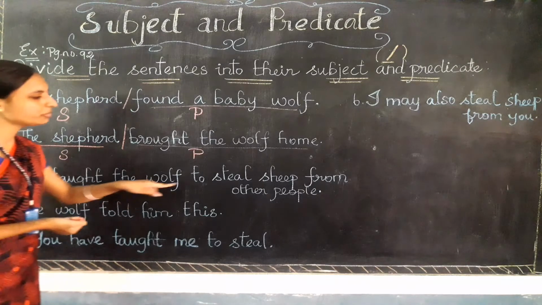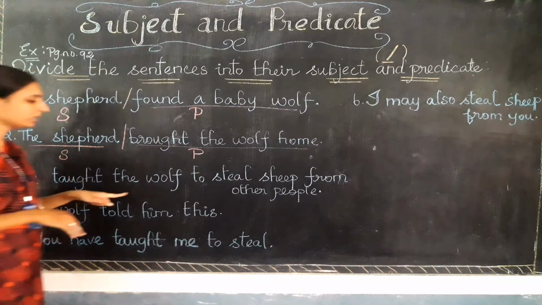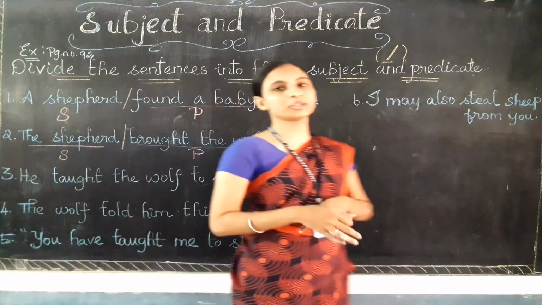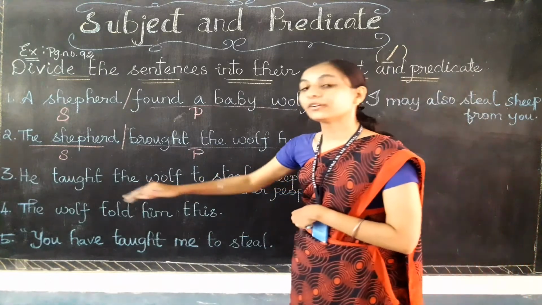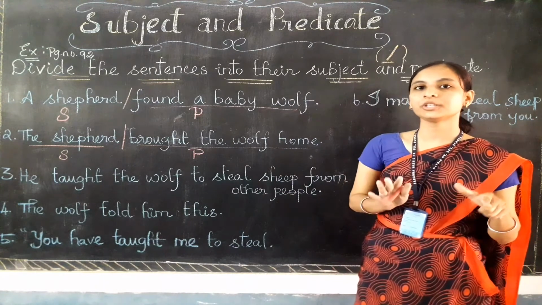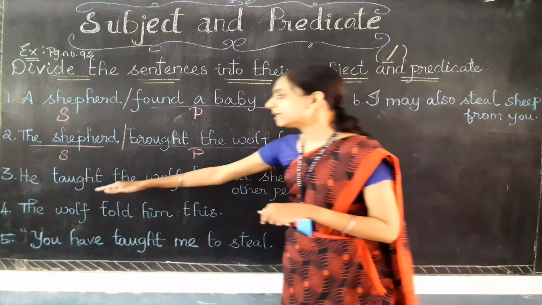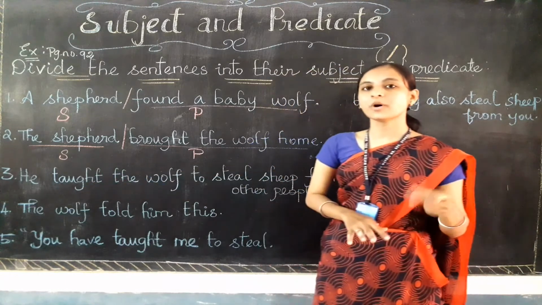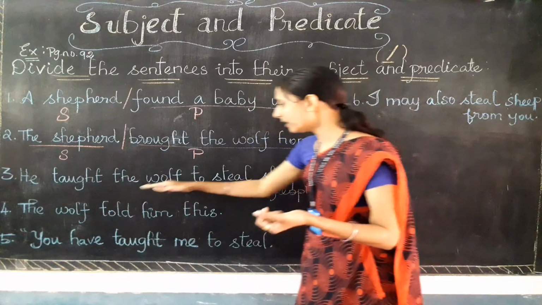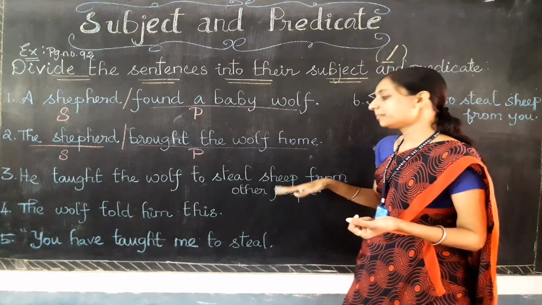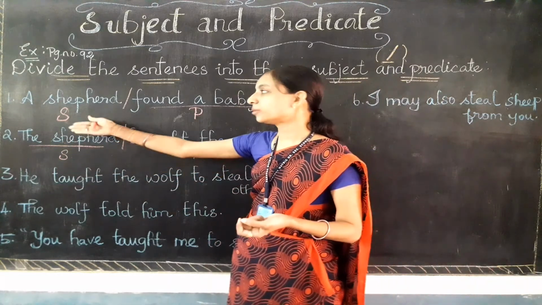He taught the wolf to steal sheep from other people. So here, the first thing you need to do is find the verb. What is the verb here? That is taught. Taught is the past form of teach only. Okay. So we can ask a question like, who taught the wolf to steal sheep from other people? The answer is he. He refers to the shepherd only.